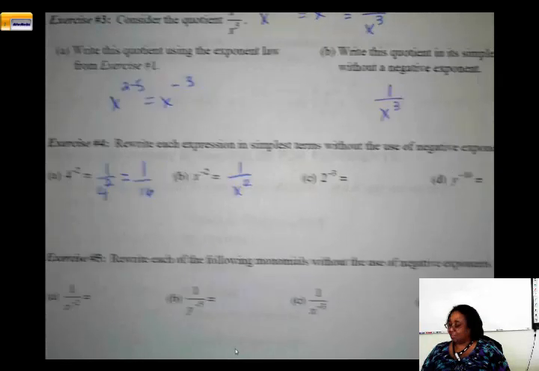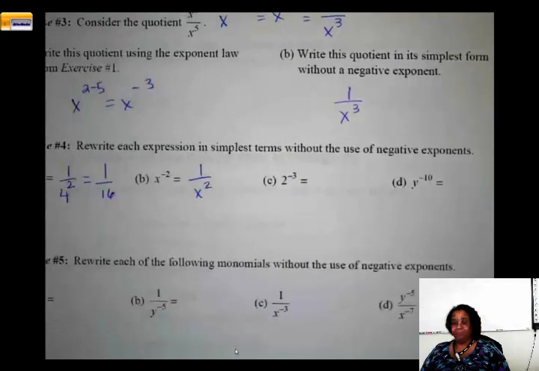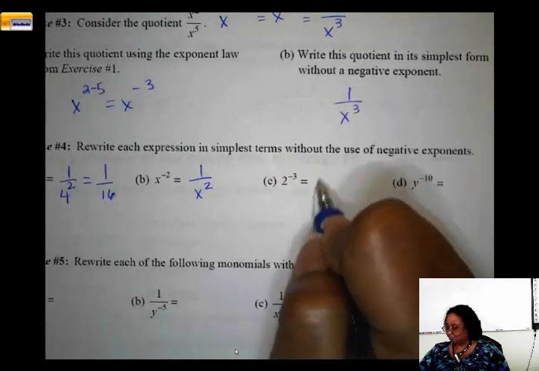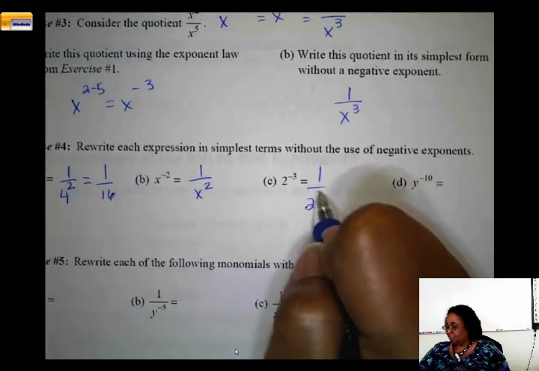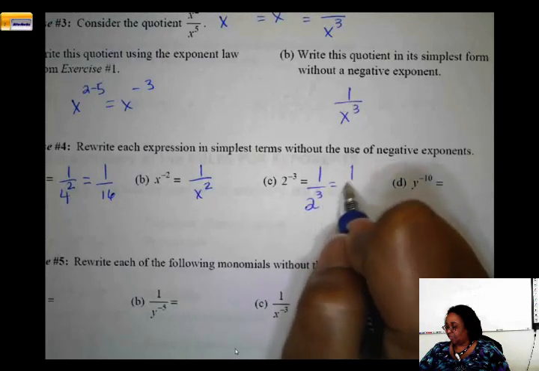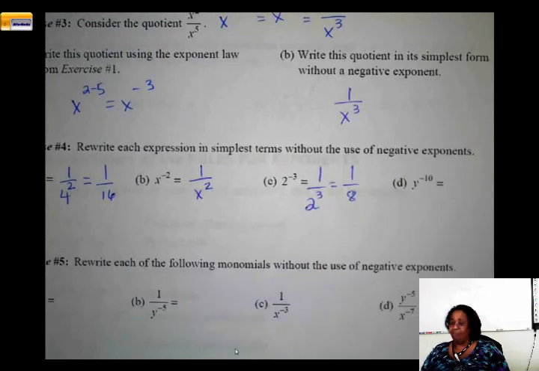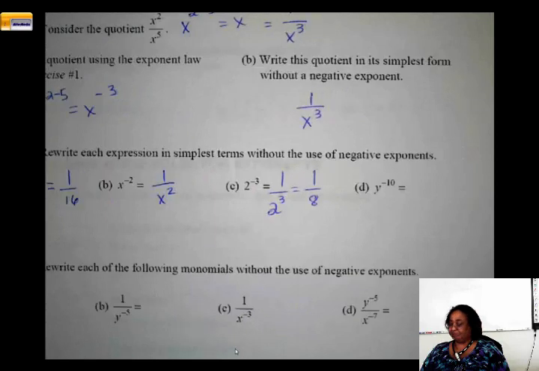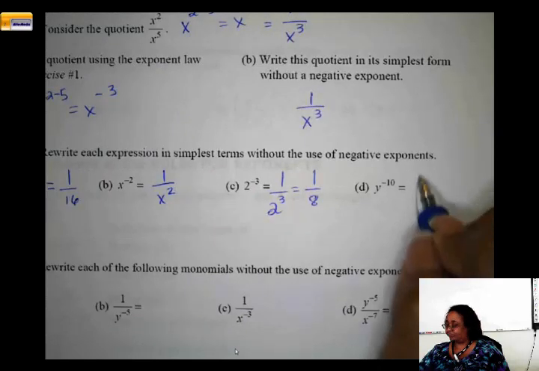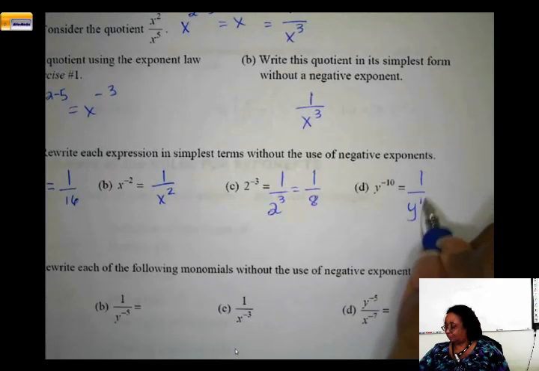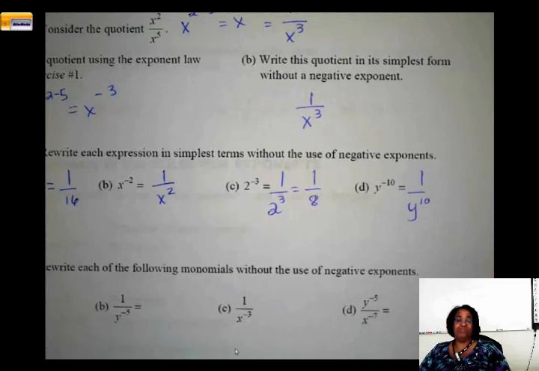What about C? Then you can write it as 1 over 2 to the 3rd, which is the same as what? 1/8. 1/8. And then D? 1 over y to the 10th power. Yeah, that's all you do.